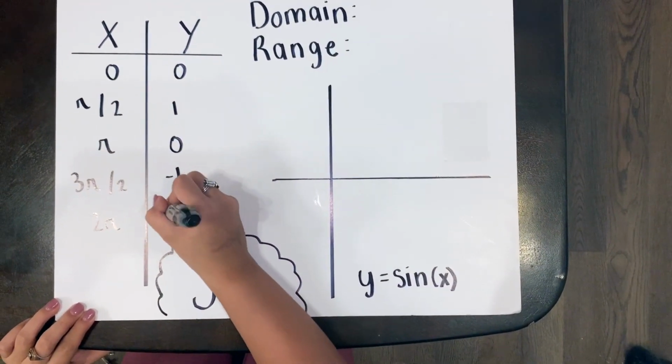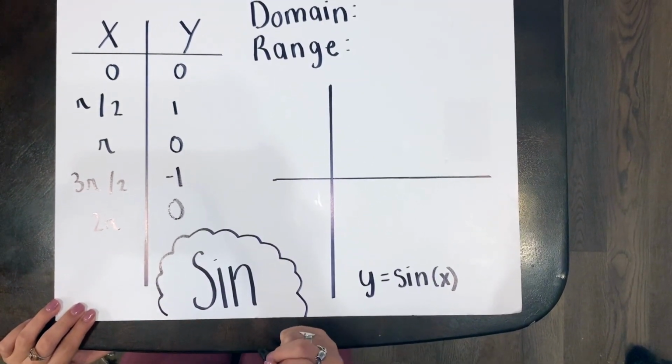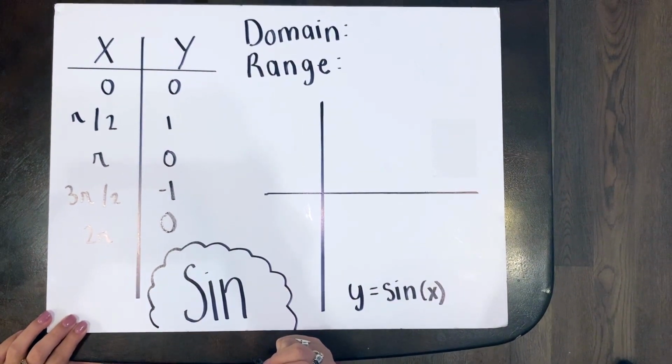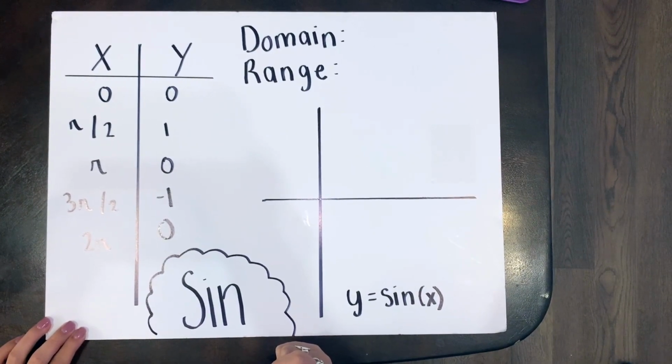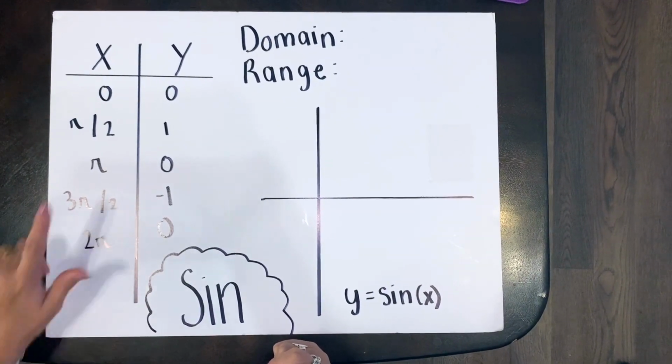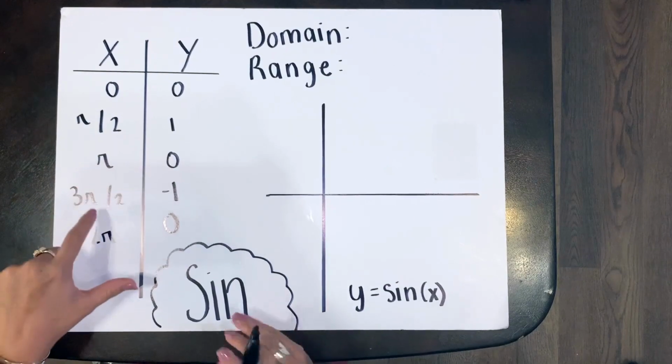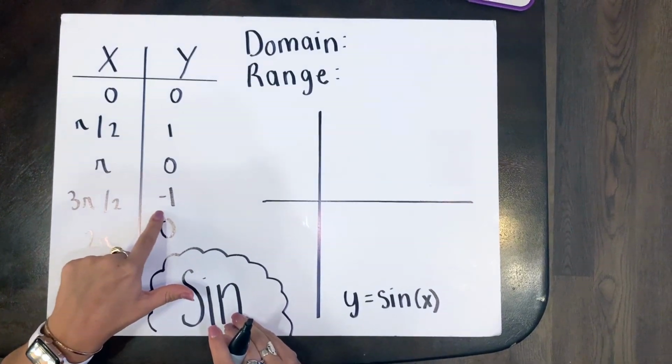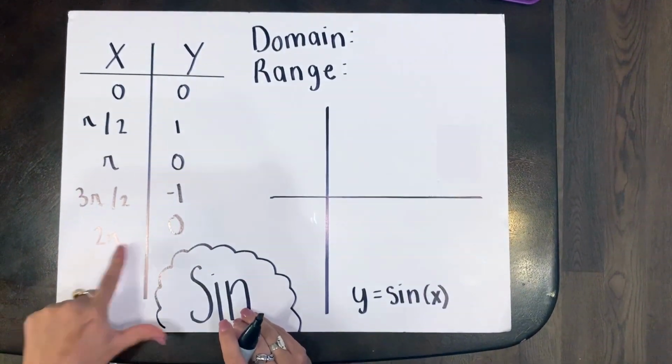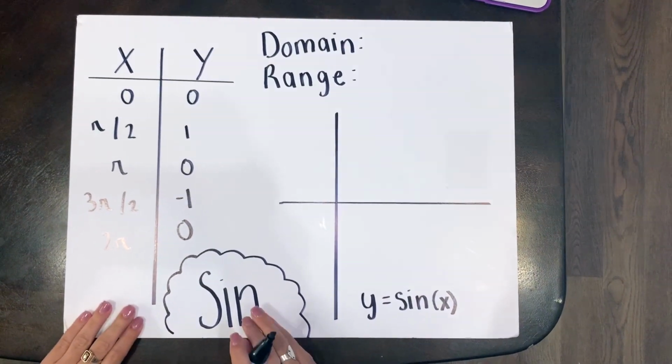A way to remember this is that on the unit circle, the sine value at 0 is 0. The sine value at pi over 2 is 1. The sine value at pi is 0. And the sine value at 3 pi over 2 is negative 1. And the sine value at 2 pi is 0.